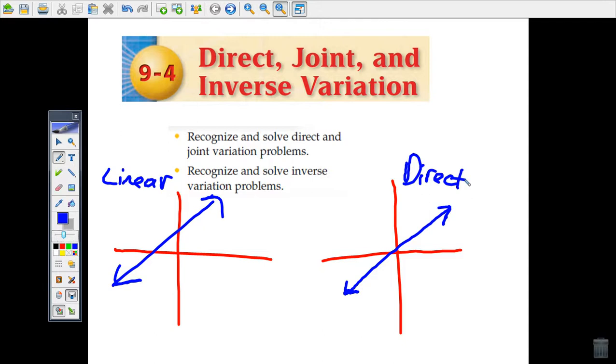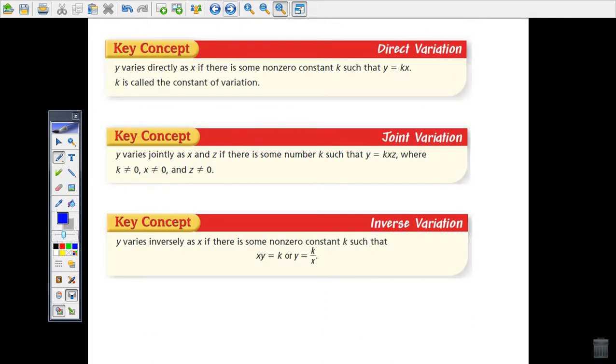You also have joint variation, where instead of depending on one variable, it depends on two. And then lastly is inverse variation, where it varies inversely, so it's like 1 over, and the variable is on the bottom, the denominator of the fraction. We'll talk about all three of these. Here's the basic overview of them all. So if you want to just quickly write this in your notes, there's direct variation in the form y equals kx. Joint variation is y equals kxz. And then inverse variation is y equals k over x.